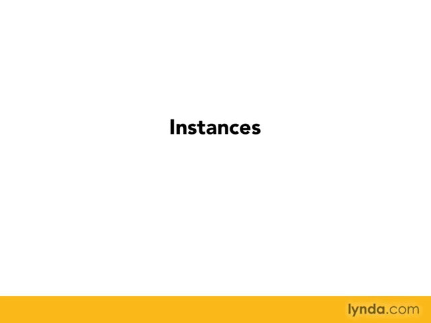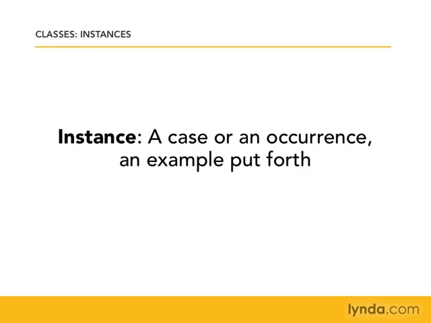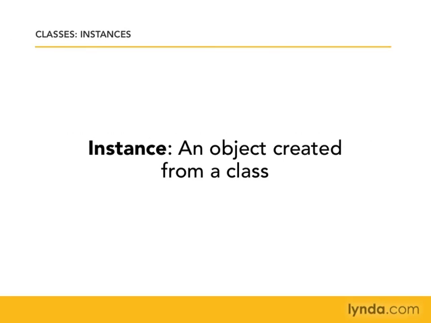Outside of programming, the typical definition for instance might be a case or an occurrence, an example put forth. So what we're talking about when we talk about programming is a very similar thing. We're talking about an occurrence of our class. That's what it is. It is an object that's been created from a class.